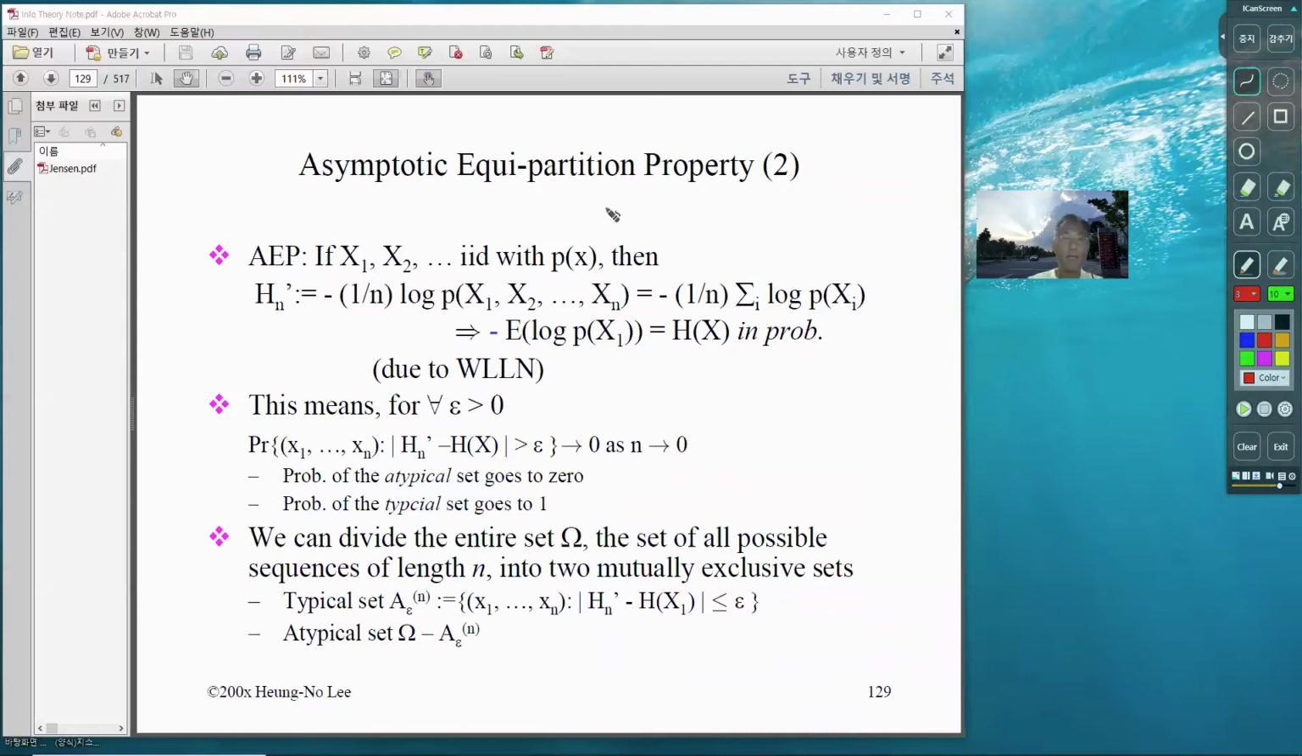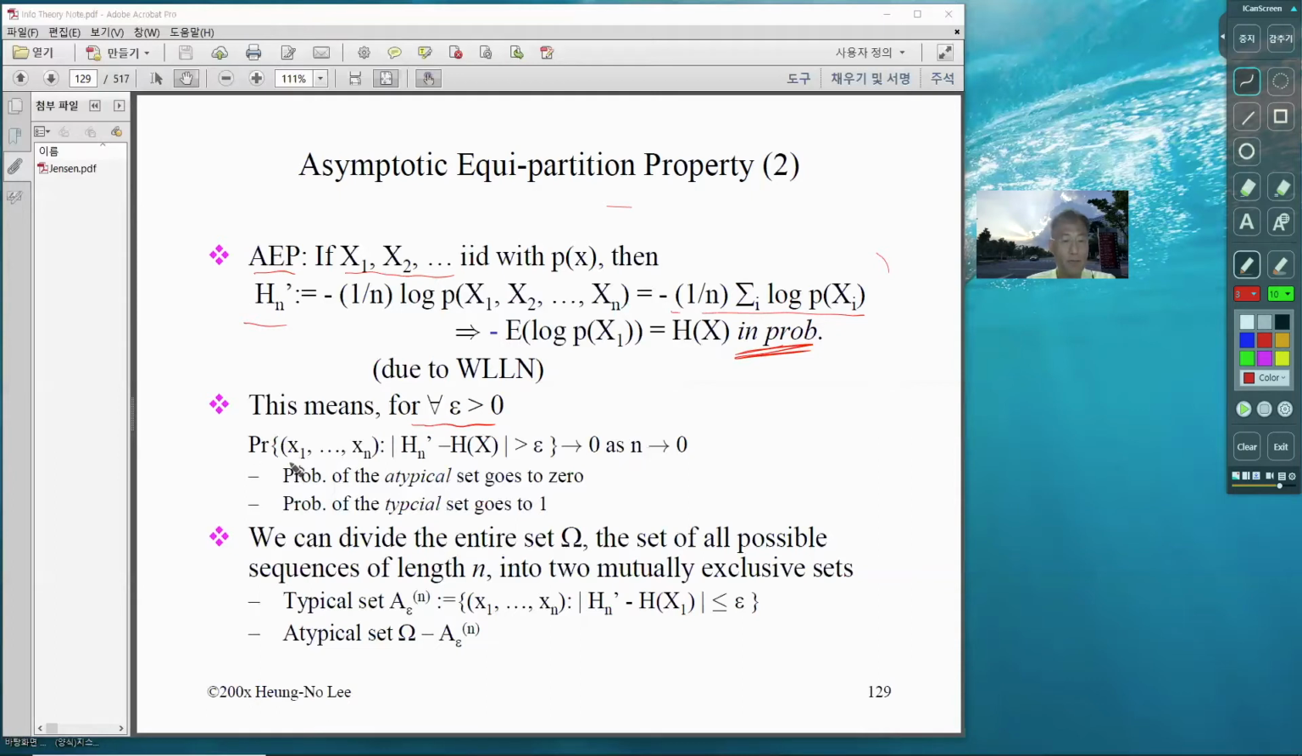So AEP, the asymptotic equipartition property, means this. If the sequence of random variables is IID with p(x), then this sample entropy, defined to be this one, and because it is IID, it is this one. That one, the sample mean, converges to the expectation of one of them in probability due to the weak law of large numbers. This means that actually this is what I have written in the previous page.